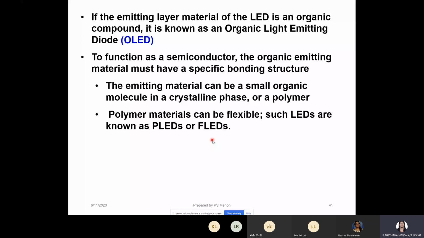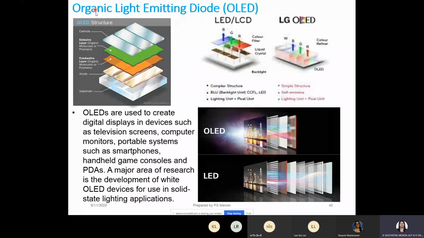Okay, so just more detail about OLED, Organic Light Emitting Diode. So you can see now the TV, right? You have OLED versus LED. And it is used to create digital display in devices: television screens, computer monitors, portable systems, also in smartphones, handheld game consoles and PDAs. So the major area of research is in the development of white OLED devices for use in solid state lighting applications.